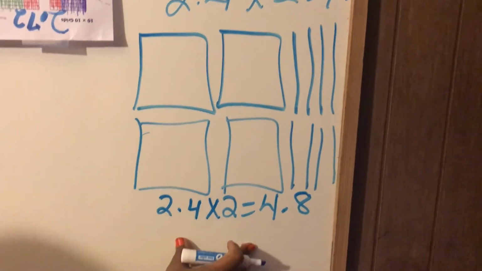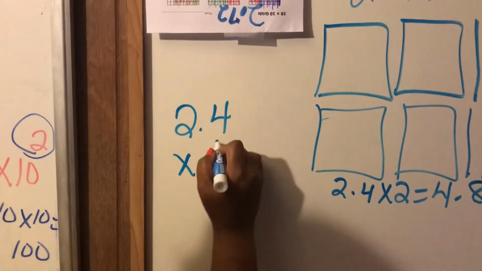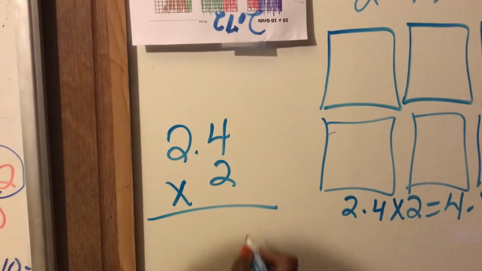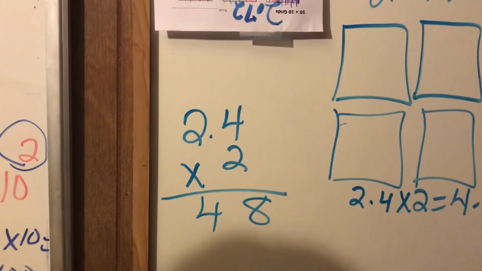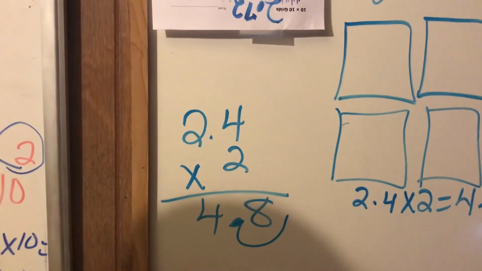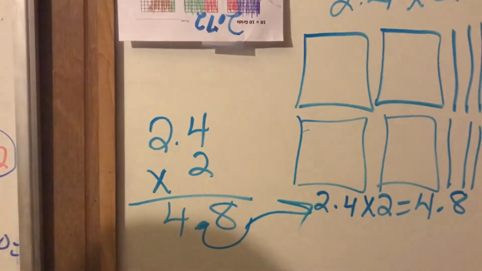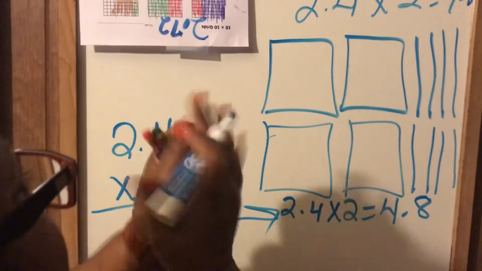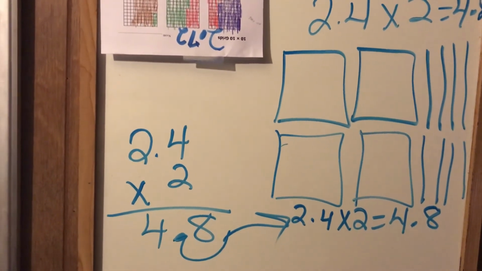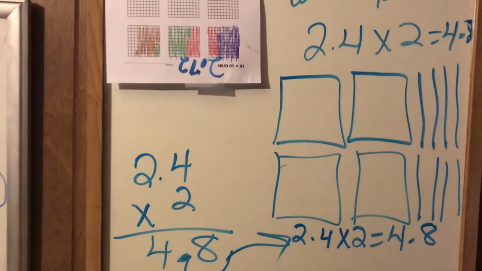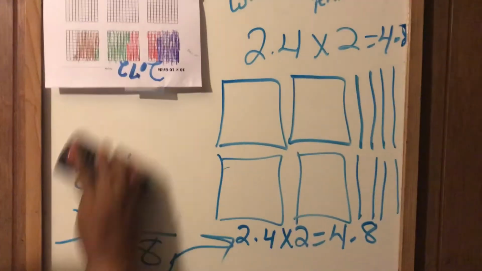Let's do the traditional algorithm to see if we're correct with our model. 2 and 4/10 times 2. 2 times 4 is 8. 2 times 2 is 4. There's one number after the decimal, so I move. And I am correct. It is 4 and 8 tenths. All right. As I normally say in class, give yourself a round of applause. Now, the last thing I'm going to do is model for you a decimal times a decimal using base 10 blocks.